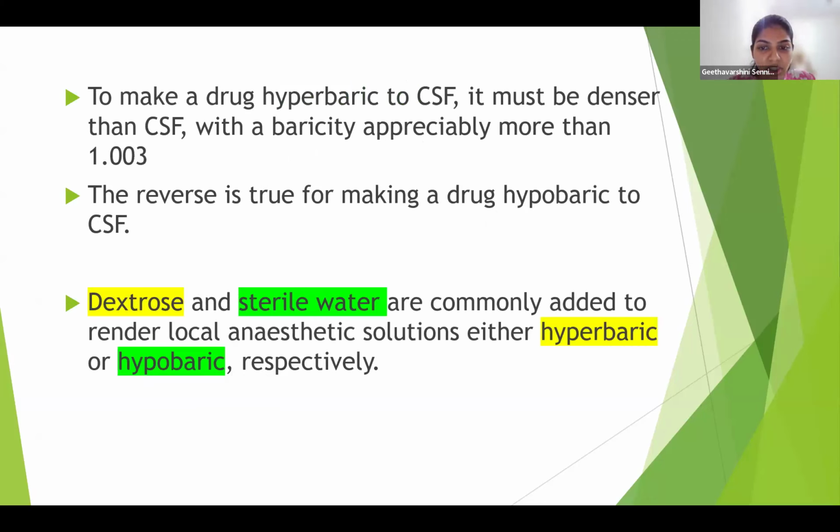Dextrose and sterile water are commonly added to render the local anesthetic solution either hyperbaric or hypobaric. When dextrose is added, it becomes hyperbaric. When sterile water is added, the local anesthetic solution becomes hypobaric.